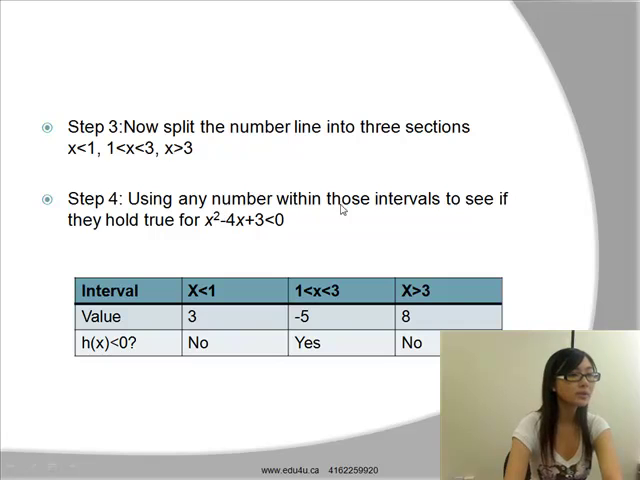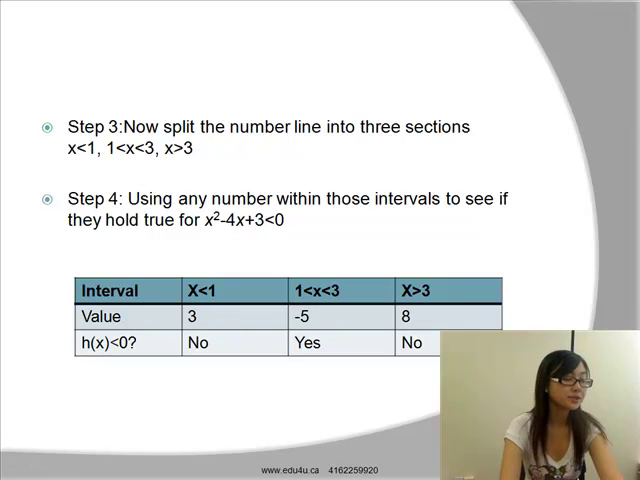So at step 4, use any number within these intervals to see if they hold true for x squared minus 4x plus 3 less than 0. For the interval of x less than 1, let's use x equal to 0, and 0 is less than 1, so the value is 3. For 1 less than x less than 3, let's use x equals 2, and that will give us the value of negative 1 for h of x. Let's use x equals 5 for the interval of x bigger than 3 because 5 is bigger than 3. We get a value of 8.